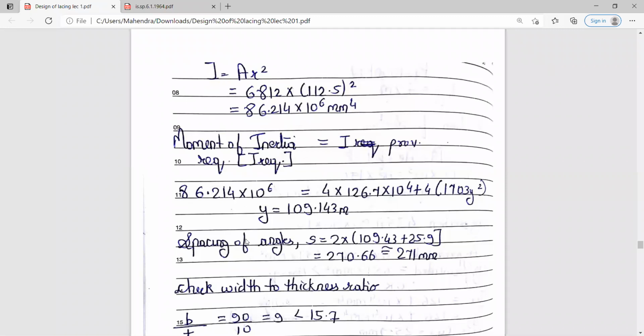After calculating y, you need to calculate the spacing of the angle. For spacing you have the formula, that is 2 into y plus 25.9. So what is 25.9 over here? That is CYY or CXX. So 2 into y plus CXX, that is 25.9. From that you get the spacing, that is 271 mm. So do up till here, and if any queries you can ask.